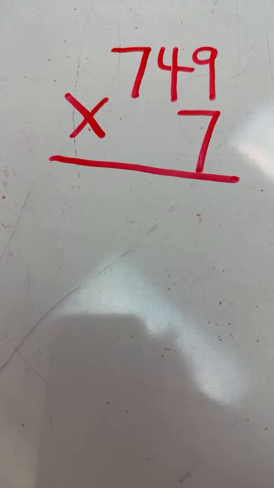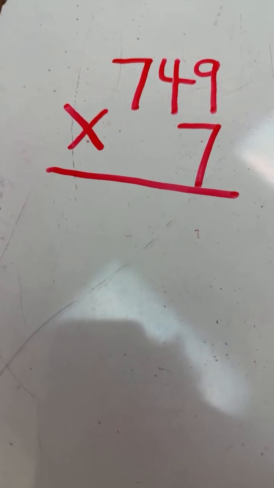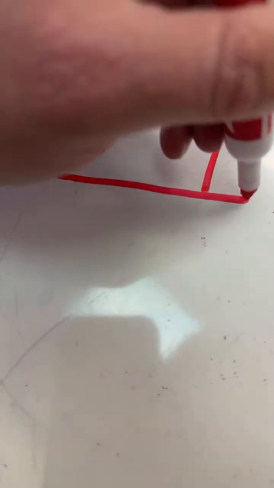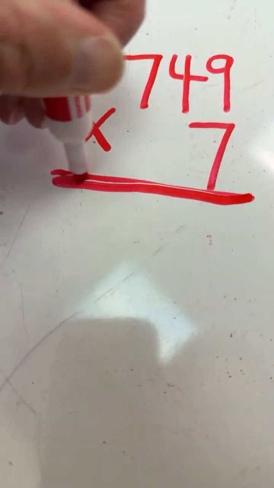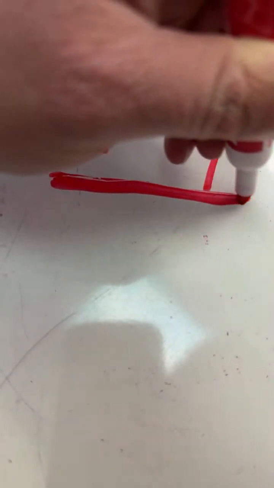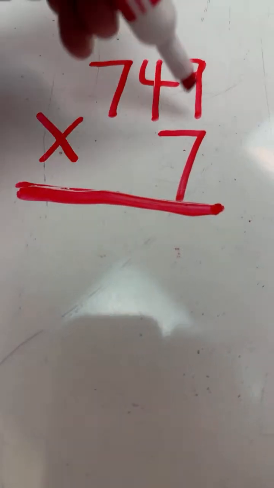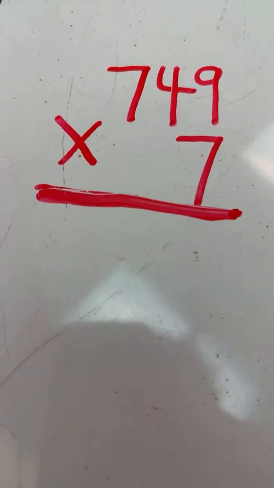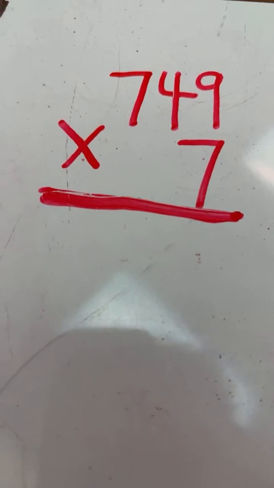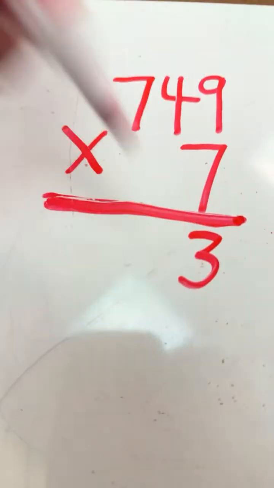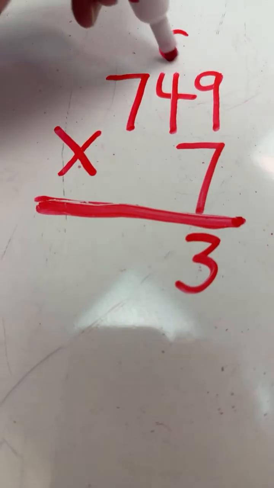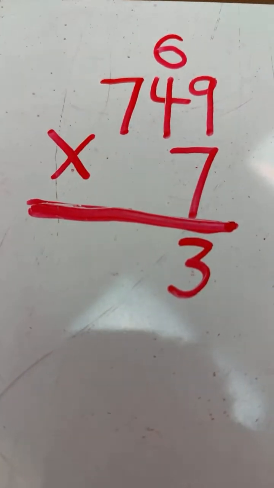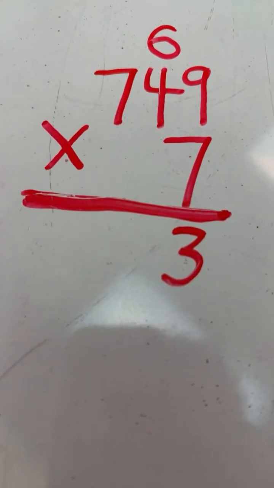All right, 749 times 7. So we start in the ones place. I'm going to make my equal sign so it's a little less slanted here. All right, 9 times 7 equals 63. Again, our product is more than 10. 63 is more than 10, so the 3 in 63 goes in the ones place. The 6 gets carried over to the tens place. Anytime our product is 10 or more, we will need to regroup.